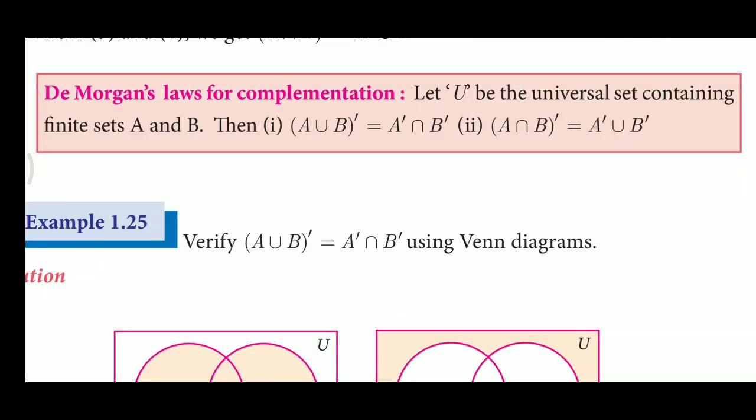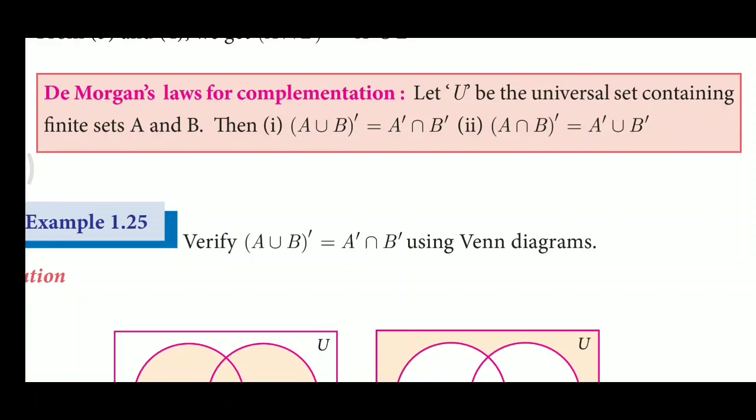Then De Morgan's laws for complementation: let U be the universal set containing finite sets A and B, then (A union B)' is equal to A' intersection B'. Then the second property is (A intersection B)' is equal to A' union B'. You have to be thorough with these laws also.